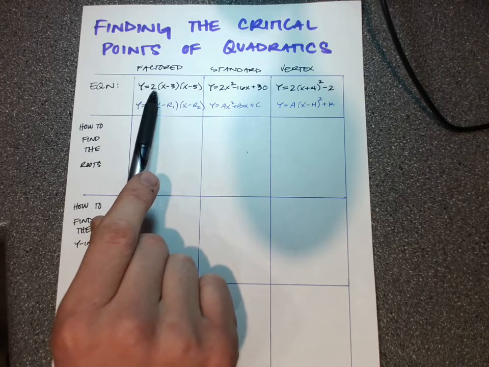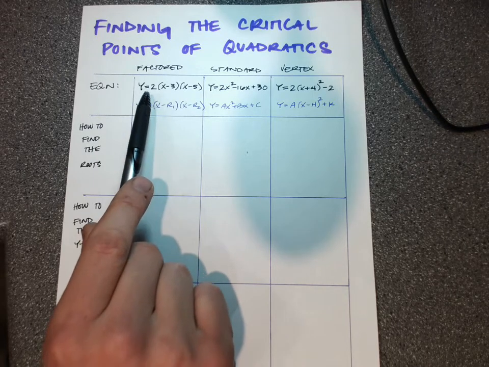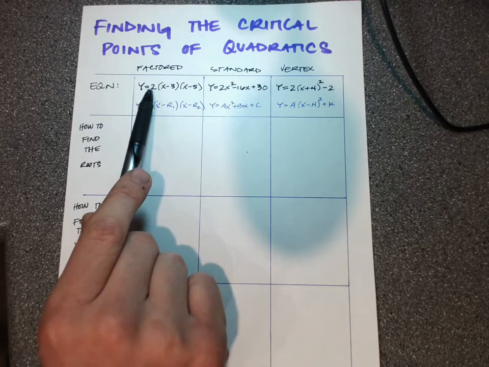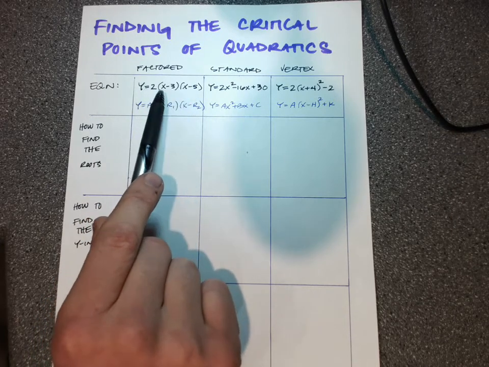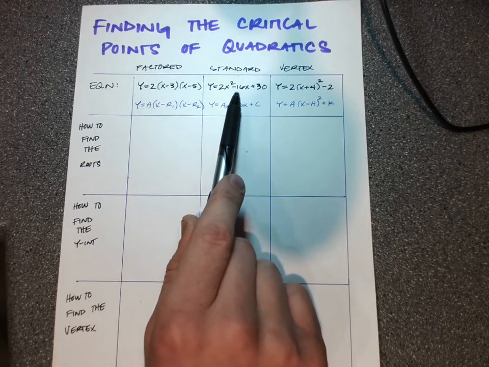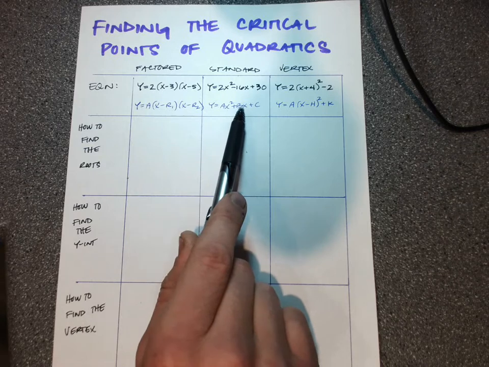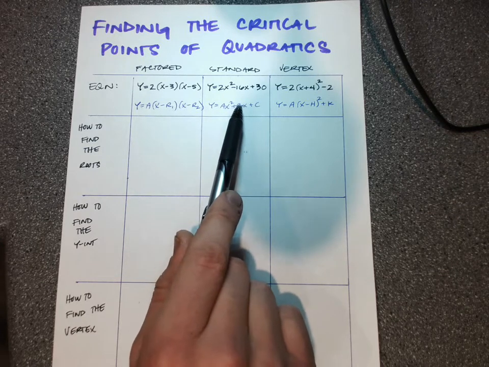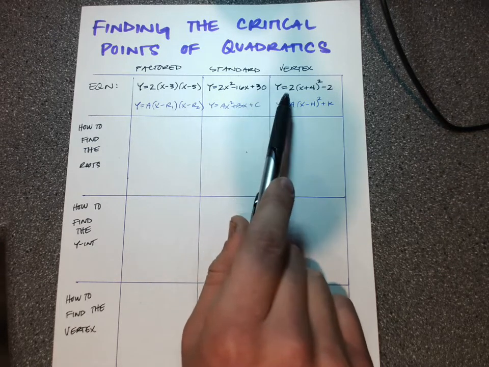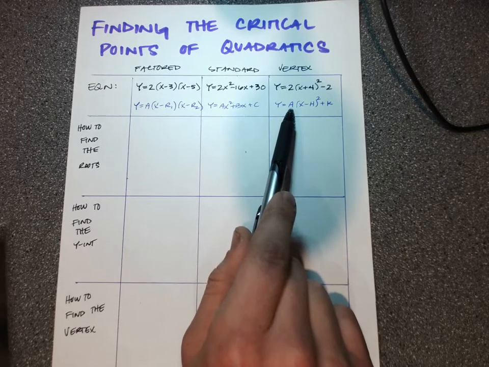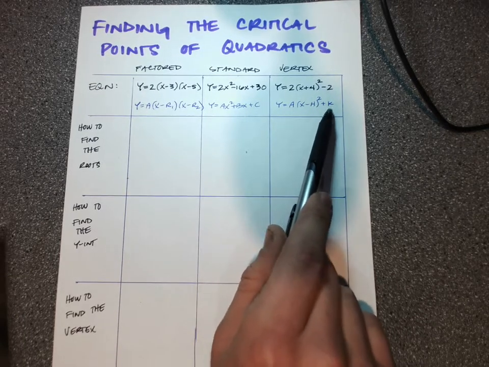The A is a vertical stretch and shrink. Multiplying by 2 makes it appear skinnier, although actually the parabola is becoming taller. Standard form, the A value, same A, but now we have B and C, which have different meanings altogether. And vertex form is same A again, it's a vertical stretch, but then H and K are the XY of the vertex.